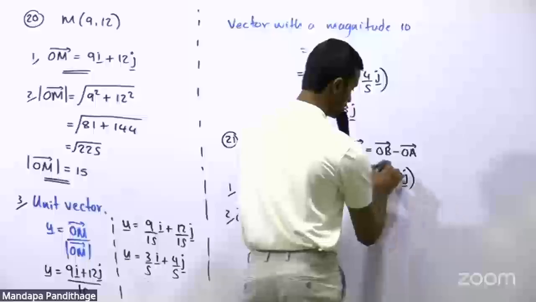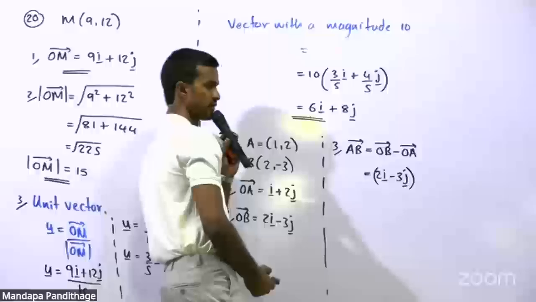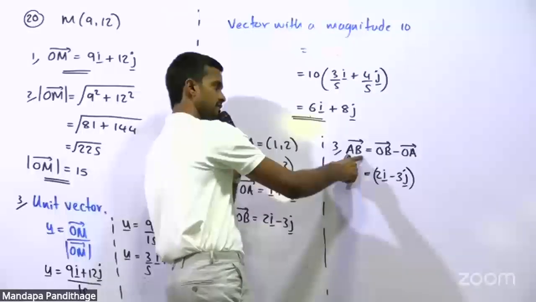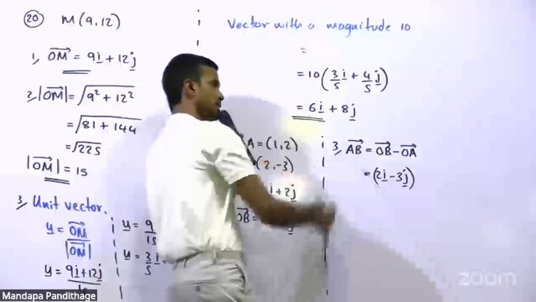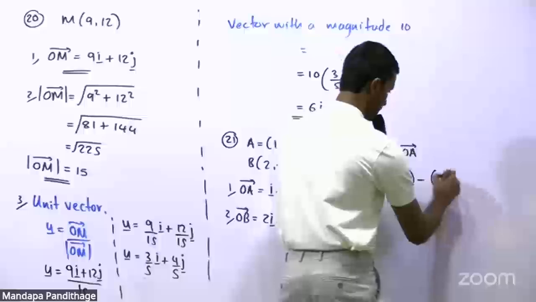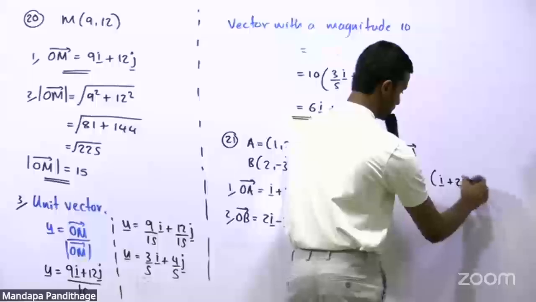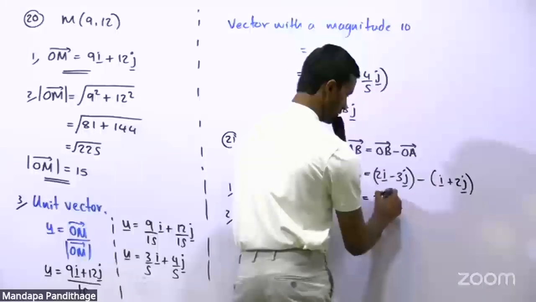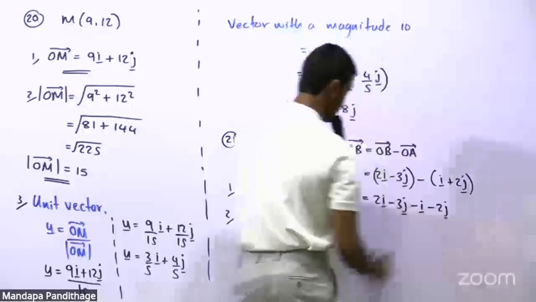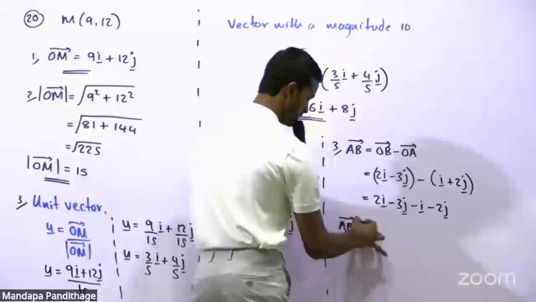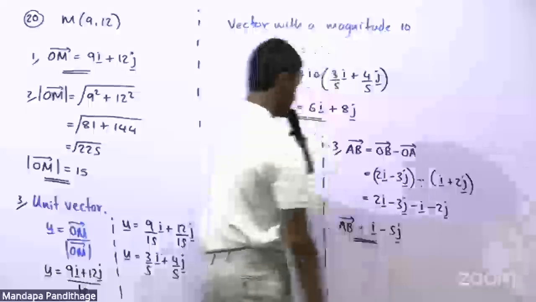If anyone is having a doubt, how did I write this one? I told you when the vectors are in terms of position vectors, you can write the vector addition as the position vector of the right side one minus the left side one. So OB minus OA. What is OA? It's i plus 2j. Okay, then we have 2i minus 3j minus i minus 2j, which means vector AB is equal to i minus 5j.